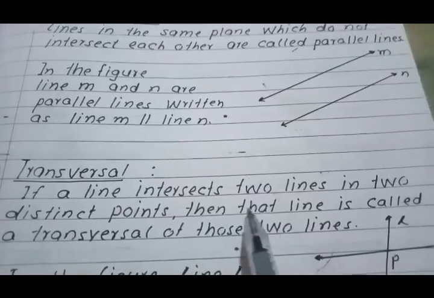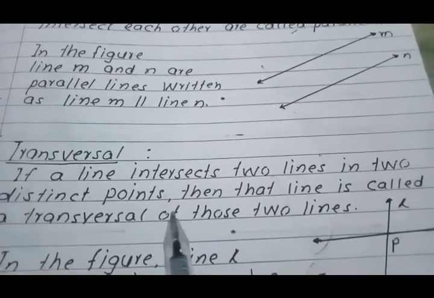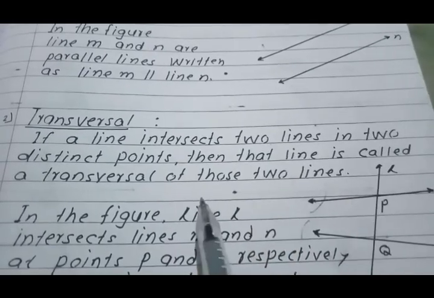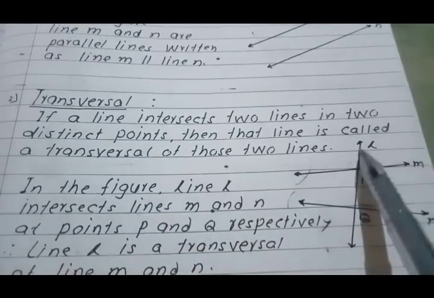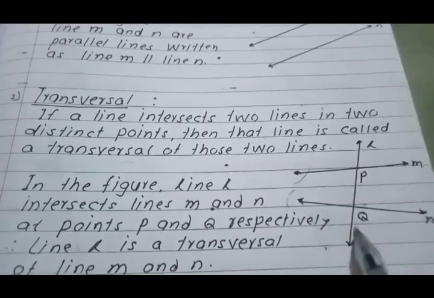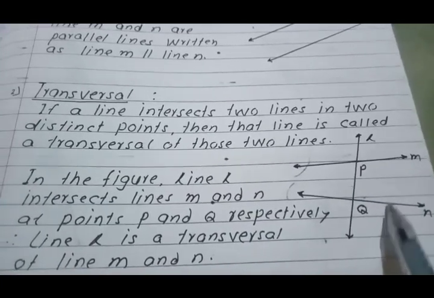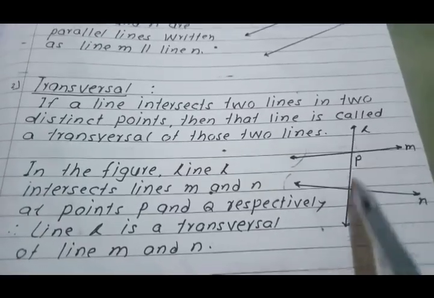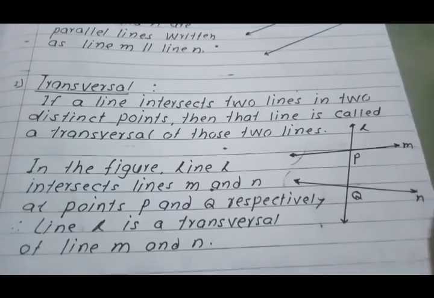Number 2. Transversal. If a line intersects two lines in two distinct points, then that line is called a transversal of those two lines. Here it is line l. In the figure, line l intersects line m and line n at points P and Q respectively. Line l is a transversal of line m and line n.